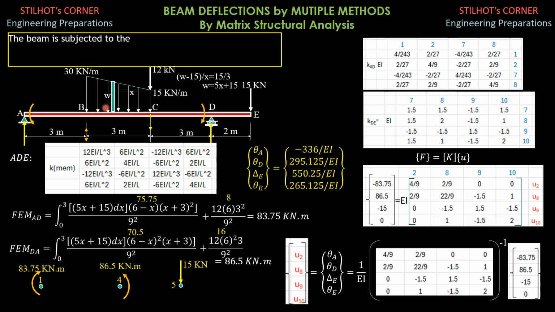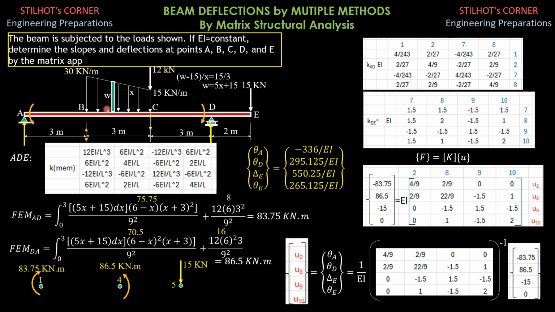The beam is subjected to the loads shown. If EI is constant, determine the slopes and deflections at points A, B, C, D, and E by the matrix approach this time. The stiffness of a member is derived in matrix structural analysis. So for those civil engineering students out there, if you want to know the stiffness of the member, then this is the stiffness of the member.